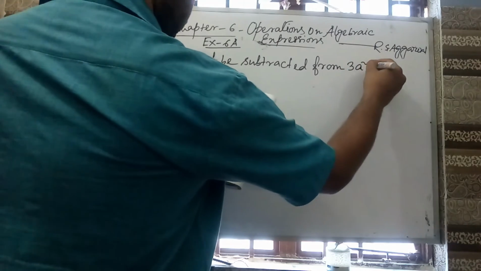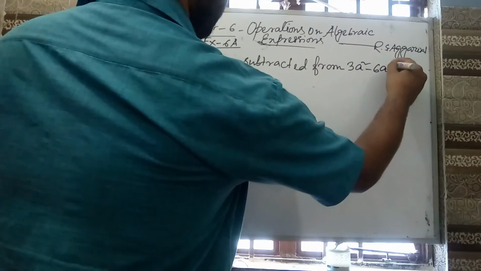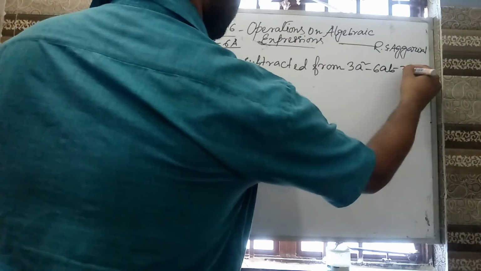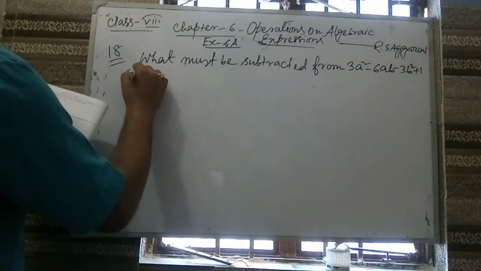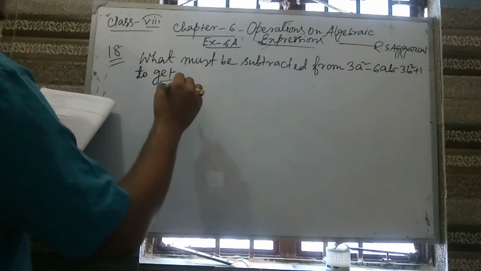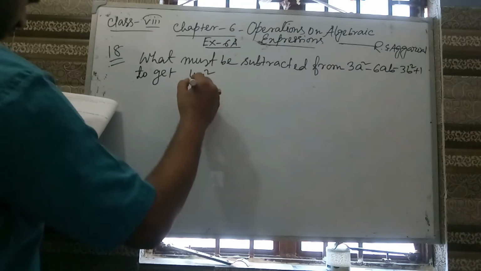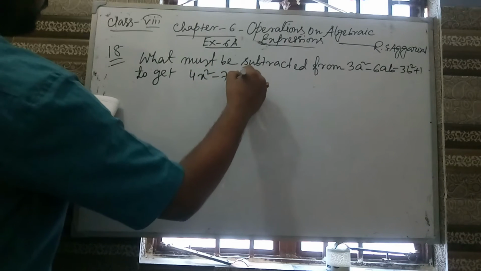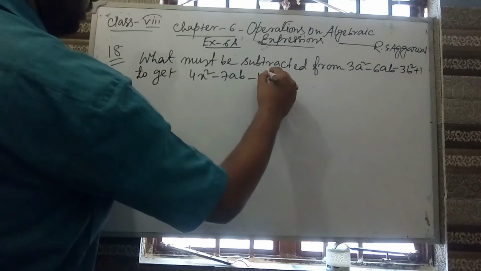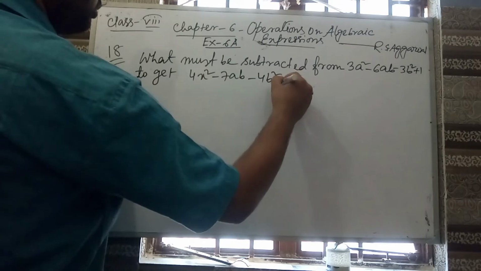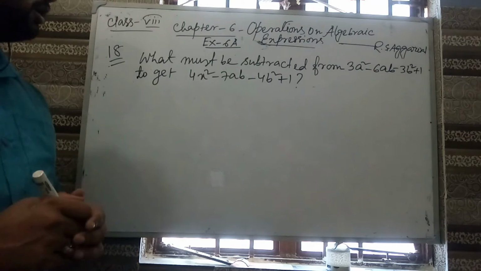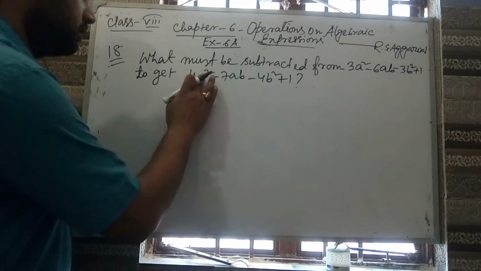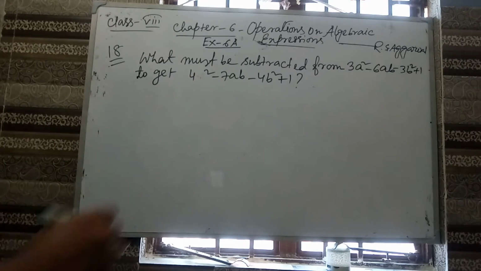3a square minus 6ab minus 3b square plus 1 to get 4x square minus 7ab minus 4b square plus 1. So this is your question. Sorry, it is 4a square, yes, it is 4a square.